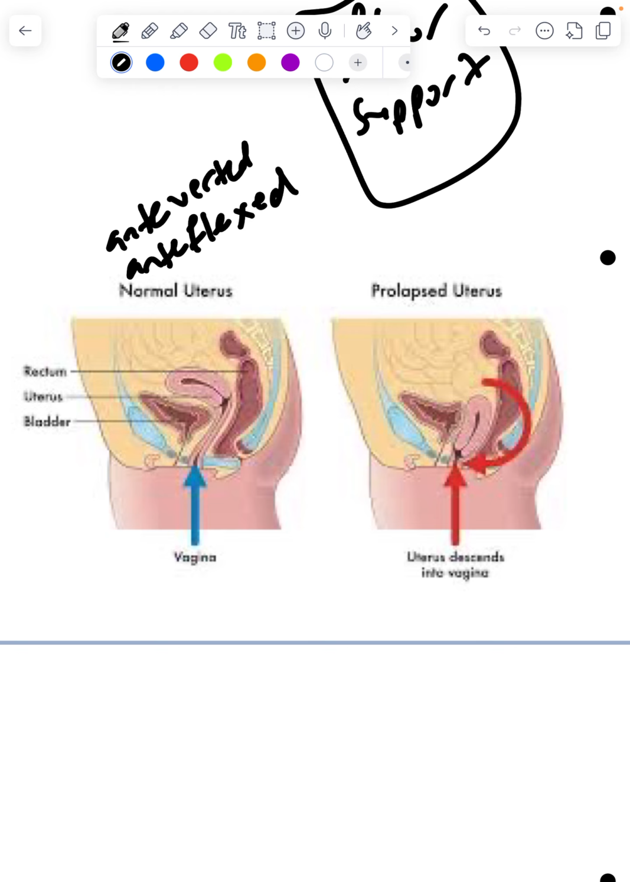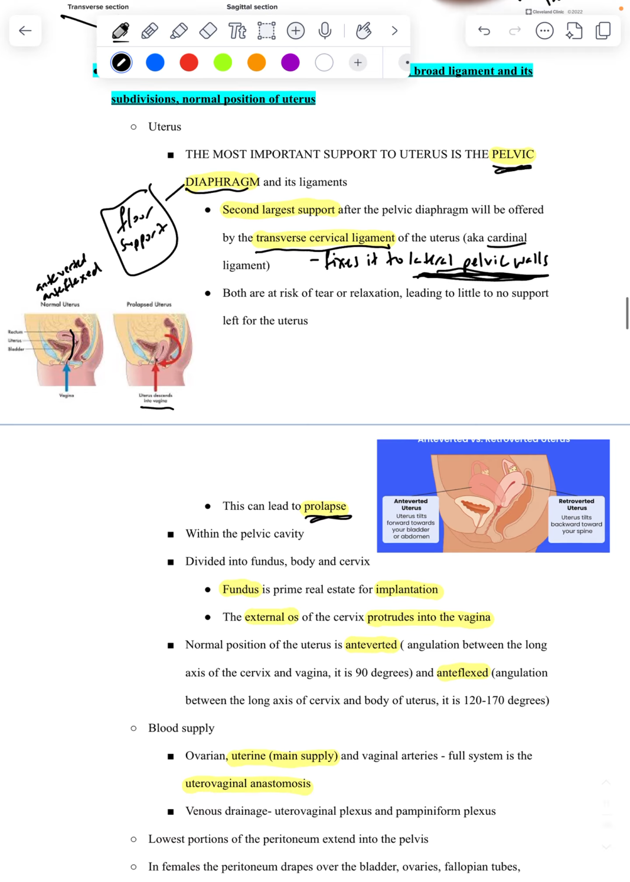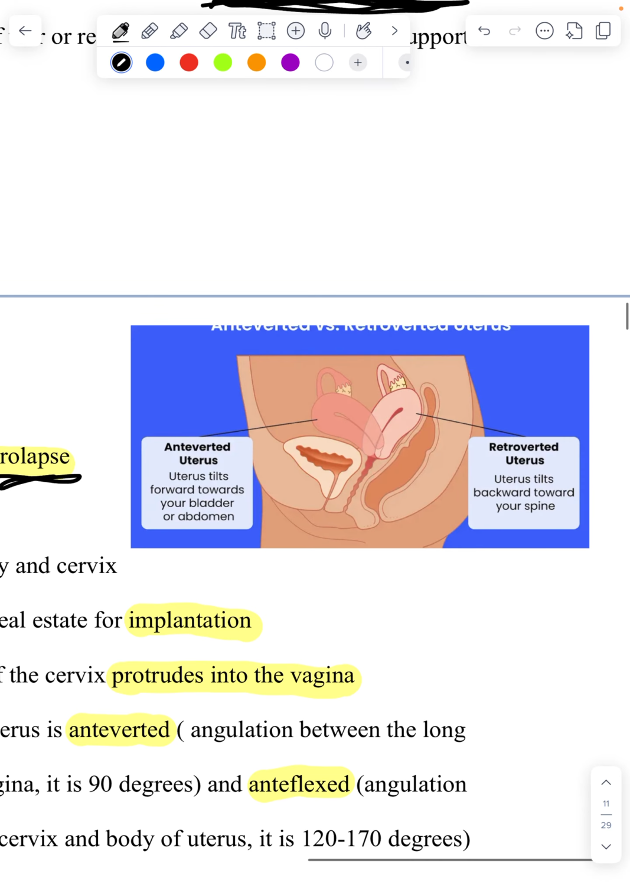What happens if you lose the support? This transverse cervical ligament will hold it laterally to the side, from this side and the other side. The pelvic diaphragm will hold it to the bottom. So if there's damage there, the uterus will literally dip down. This is called prolapse. So the uterus descends into the vagina. That could be a problem if you don't have the proper support there. And that's what an anteverted uterus looks like, which is in most cases. If it went back or away from the bladder, it would be retroverted. Retro means back.